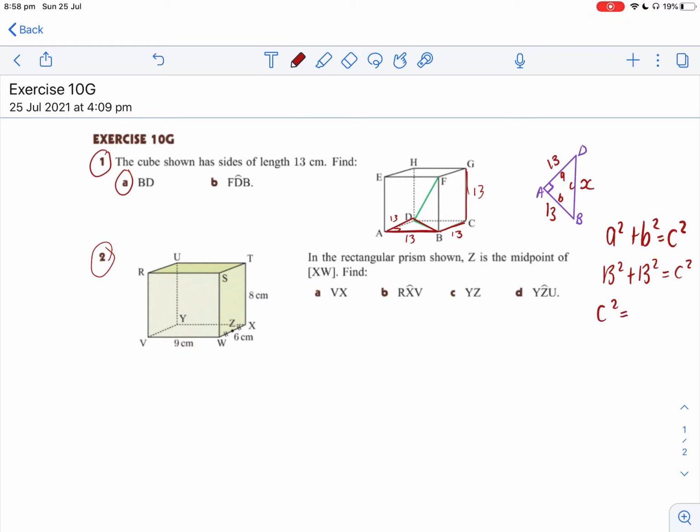That means c squared is going to be 338. And then last step here is to get rid of squared, we use square root. So the square root of 338 is approximately 18.4 centimeters. Sorry, that should have all been x because I labeled it x. So x is 18.4 centimeters, which means this length of BD is 18.4 centimeters.